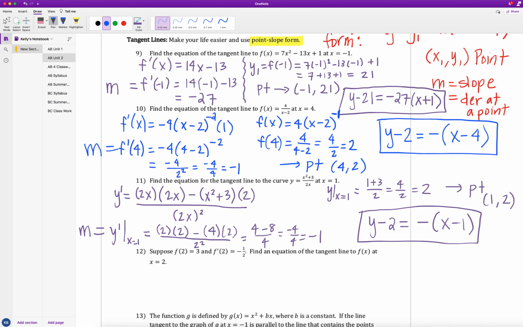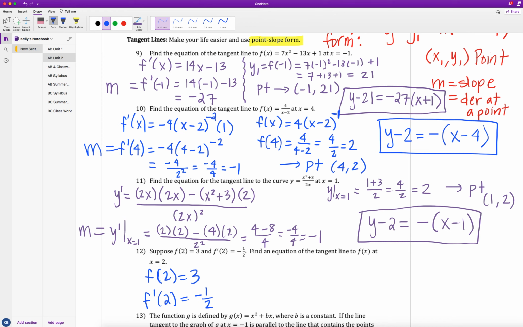I don't actually know what f of x equals. Nowhere on here have they told me f of x equals some function. Instead, they gave me two pieces of information. They told me f of 2 equals 3. They also told me that f prime of 2 equals -1/2. And I want a tangent line at x equals 2.